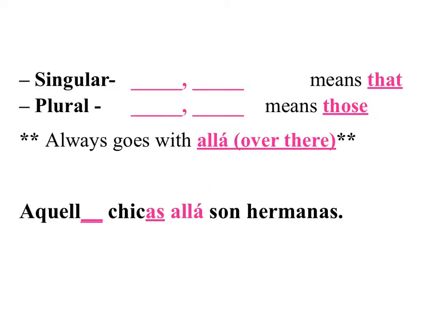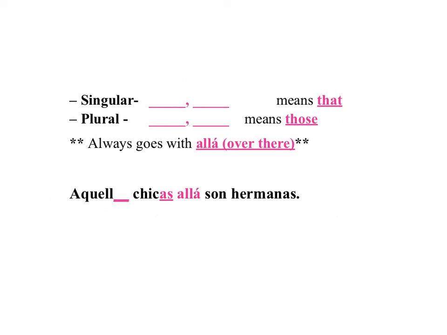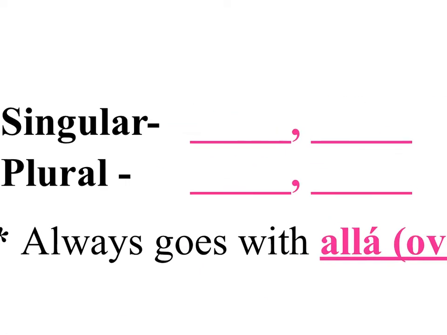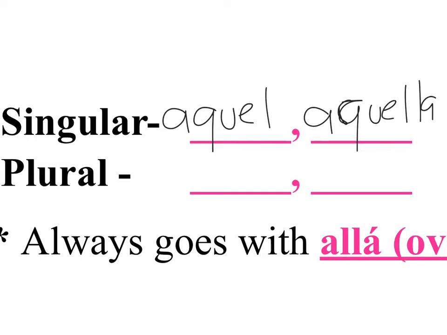And then the last one that we're going to do is when we talk about something farther away. So that kid all the way over there or those cars over there. And this one's going to be aquel or aquella. The plural of aquel is aquellos and aquellas.